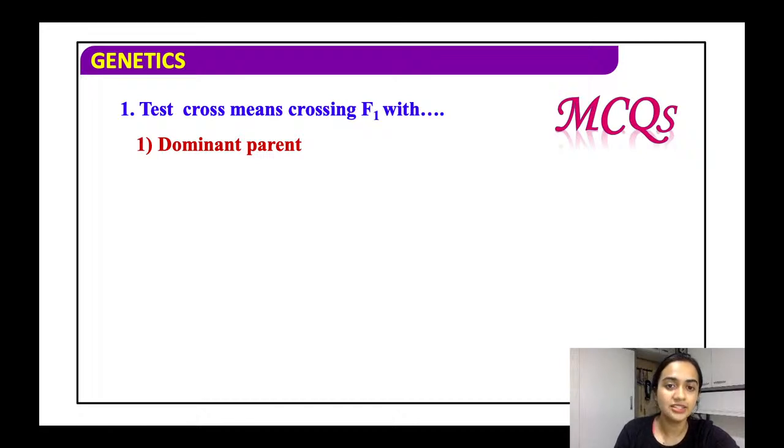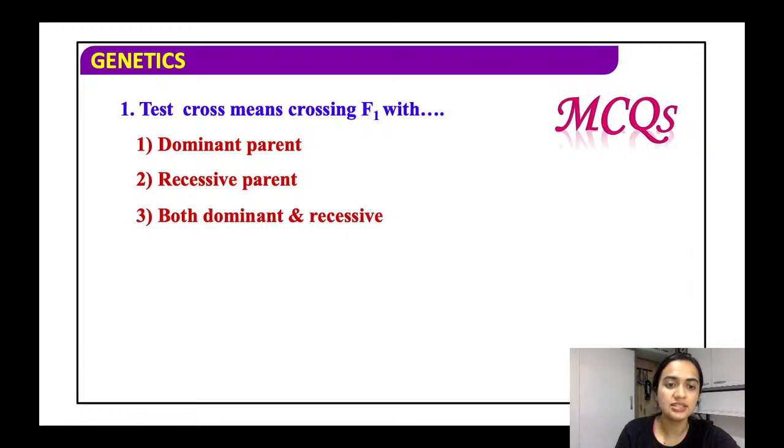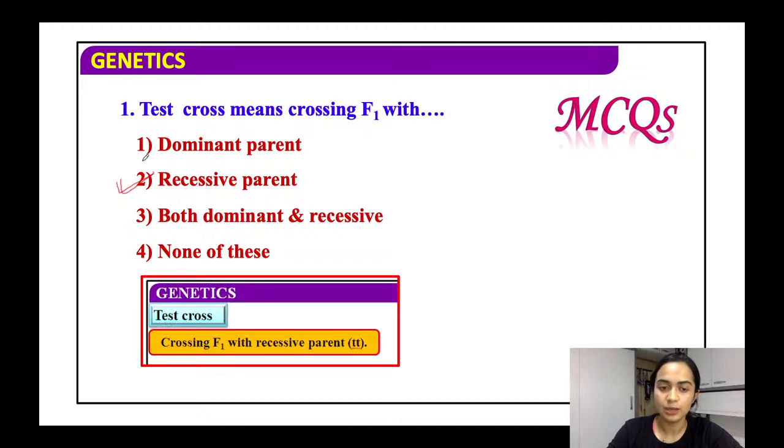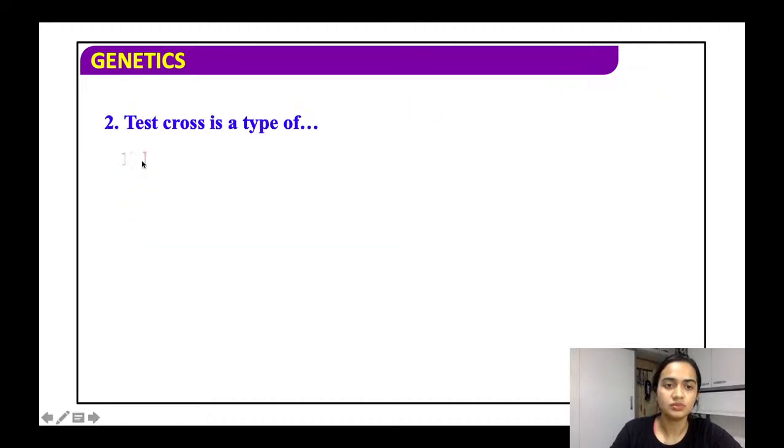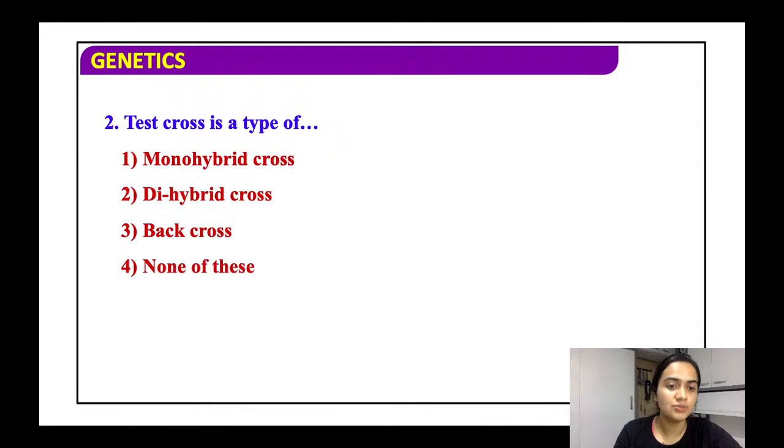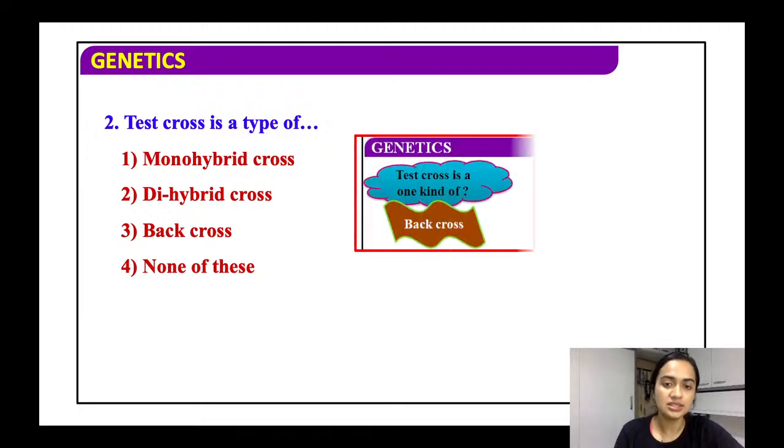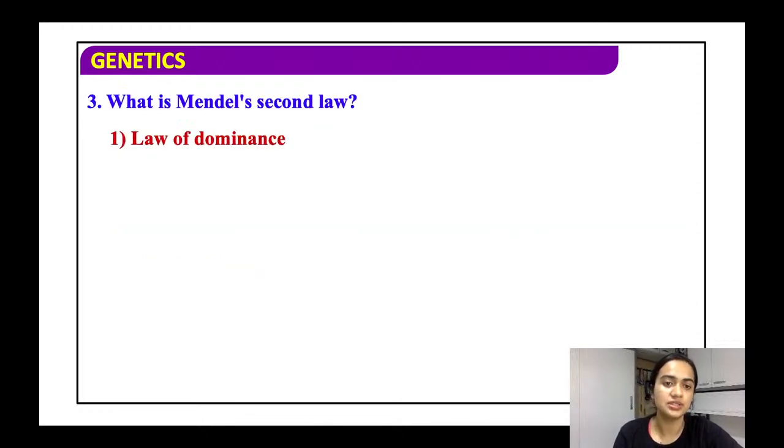Test cross means crossing the F1 with dominant parent, recessive parent, both the dominant and the recessive, or none. So test cross is basically always and always carried out with the recessive parent. Test cross is a type of monohybrid, dihybrid, back cross. Test cross हम dihybrid का भी कर सकते हैं. This we will study when we are studying in detail about the dihybrid crosses. And test cross is a type of back cross.